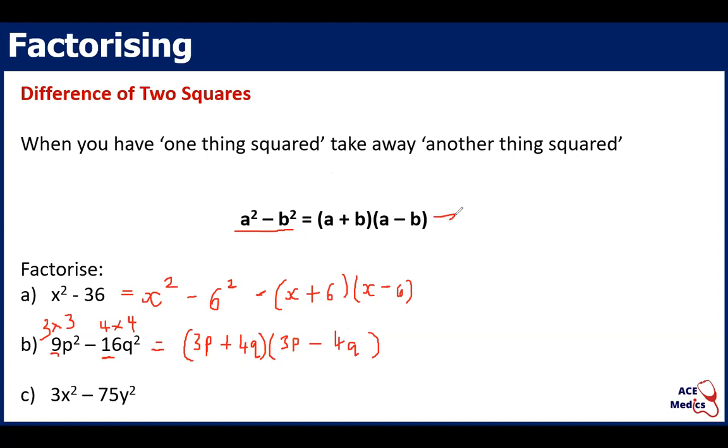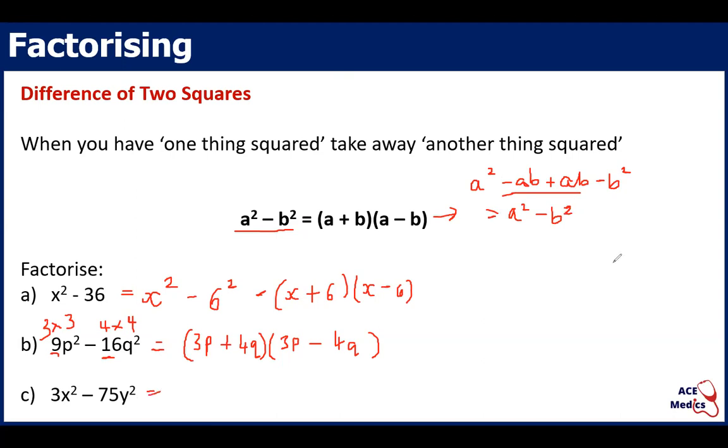If we expand this, we get a squared, firsties, outies, we get minus ab, innies, we get plus ab, lasties, we get minus b squared. If we simplify that, we get a squared, minus ab plus ab is 0, minus b squared. So that's where that helps us with surds before.